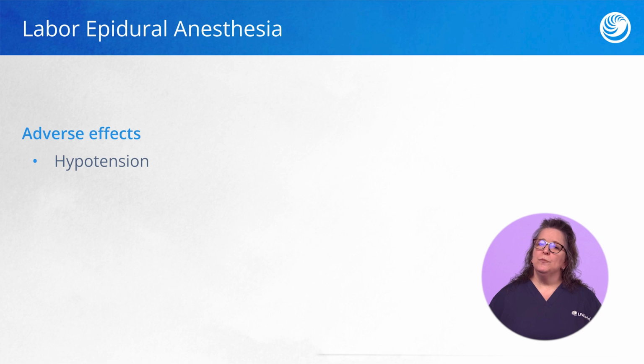Hypotension. Due to peripheral vasodilation, this hypotension can cause a decrease in cardiac output and potentially decrease perfusion via the placenta to the fetus. This can be anticipated and should be avoided with a fluid bolus and positioning.